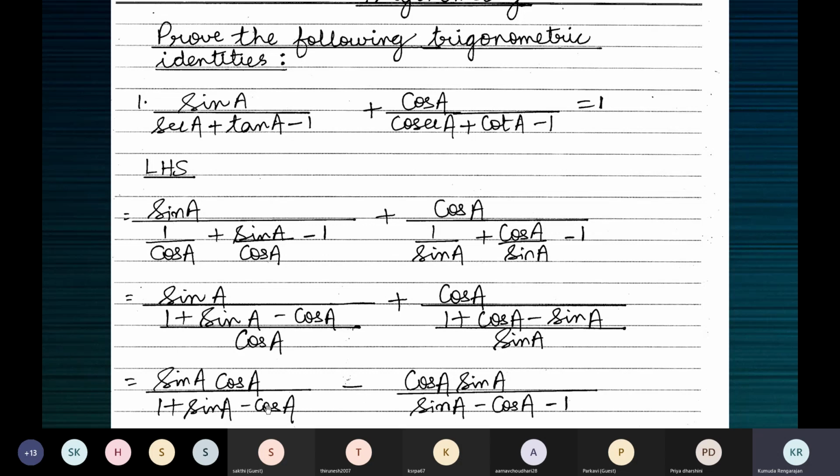Now, this one here is sin A. Sin A cos A is common in the numerator. I'm talking about the denominator. So you can group sin A minus cos A plus 1, sin A minus cos A minus 1, like A plus B, A minus B. What is A, children? A is sin A minus cos A.